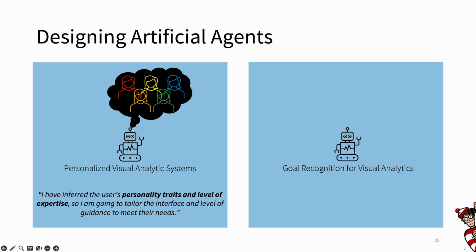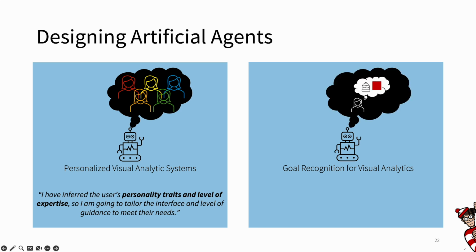In the second example, we can look at goal recognition techniques and applying them to user interactions. For example, we could imagine an artificial agent which detects that the users are focusing on red beanies, and in turn, highlight the instances on the map for easier identification.